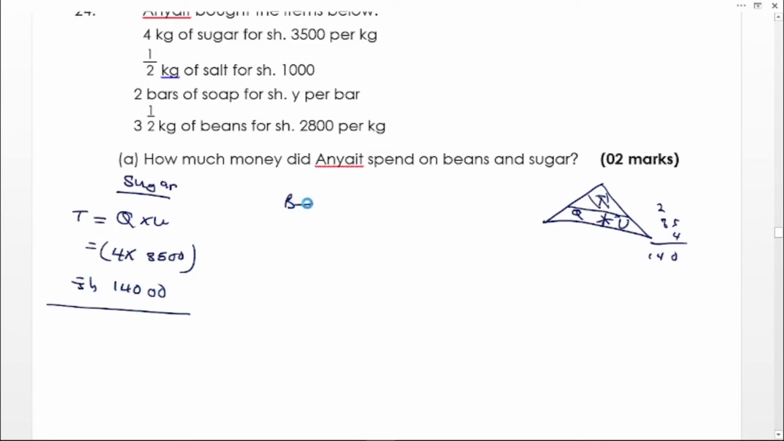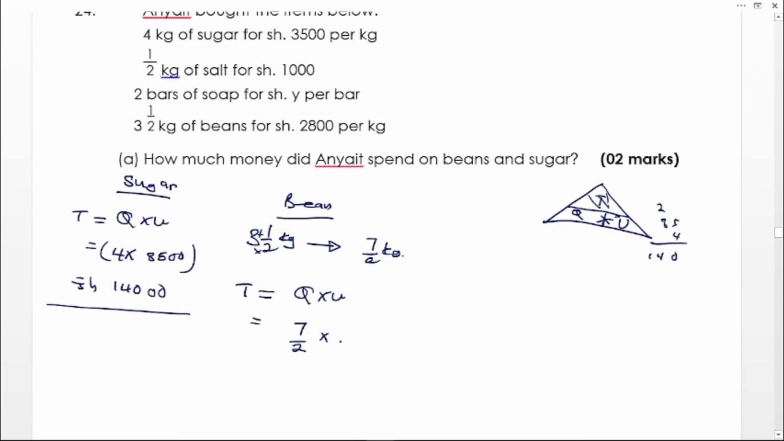Now we come to the beans. She bought 3.5 kilograms, which is equivalent to 7 over 2 kilograms. So we need the total cost, which is quantity times the unit cost, whereby the quantity is going to be 7 over 2 kg, then times the unit cost.